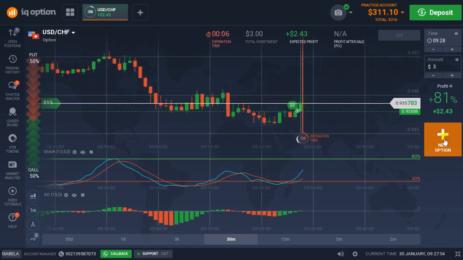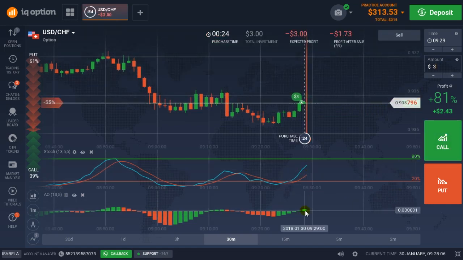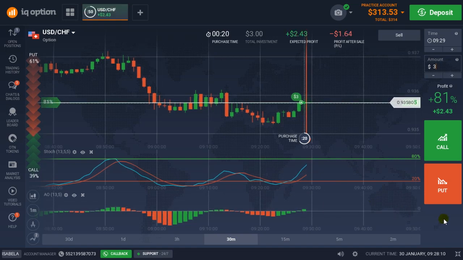Waiting, 7, 6, 5, 4, 2, 1, boom, another call trade. See, shooting up, nice separation, green bar above the zero. Excellent. That's all you want to see. Even if you lose, that's what you want to see.